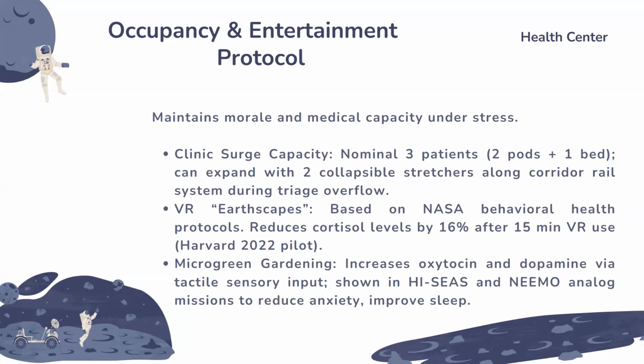Another tool is microgreen gardening. Each crew member will have a small tray of around 0.25 square meter for growing their own greens. This was actually shown in HI-SEAS and NEEMO, that it's about tactile engagement and life formation. The data from HI-SEAS and NEEMO has shown that astronauts who tend small plant systems reported improved mood, better sleep, and lower baseline anxiety. So this will act as planting, watering, harvesting, but also will connect the crew to time and growth and pacify their mental and emotional stability.